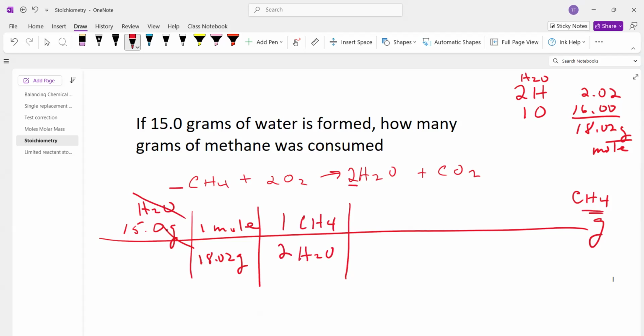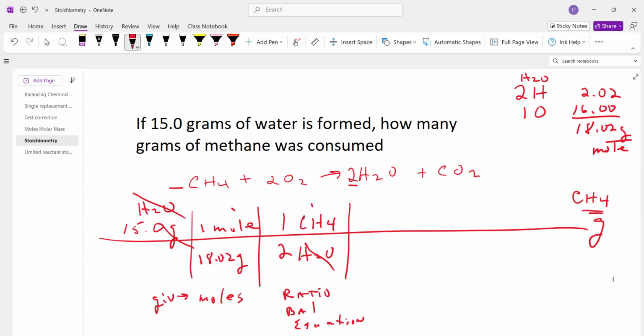So the first step is to take the given to moles. Always, whether it's liters, molecules, whatever, take it to moles. The second step is the ratio of the coefficients from the balanced equation. Now that the water cancels, we have moles of methane.